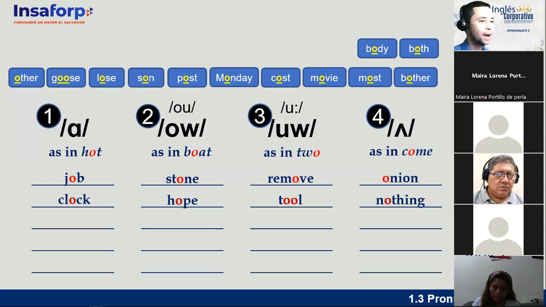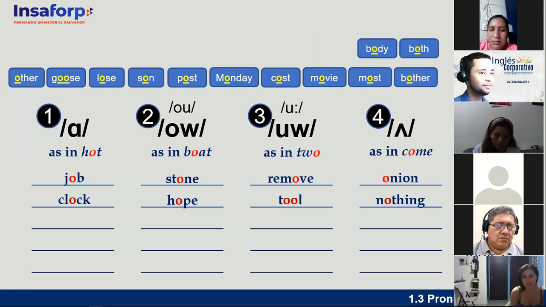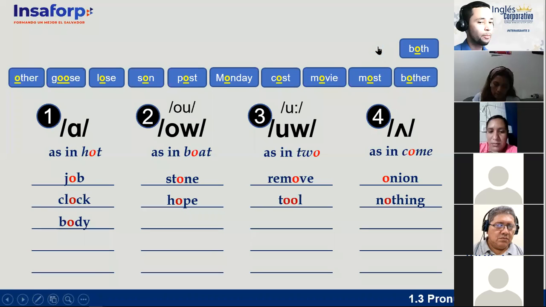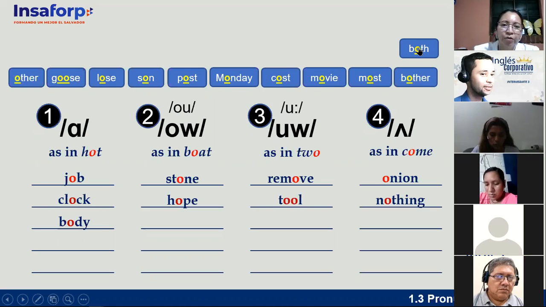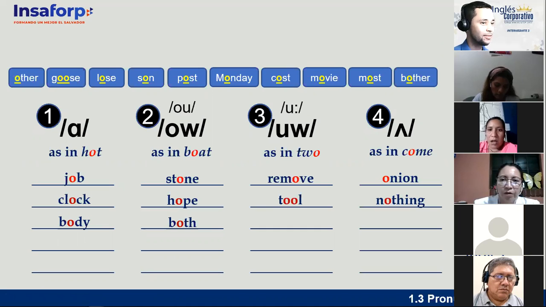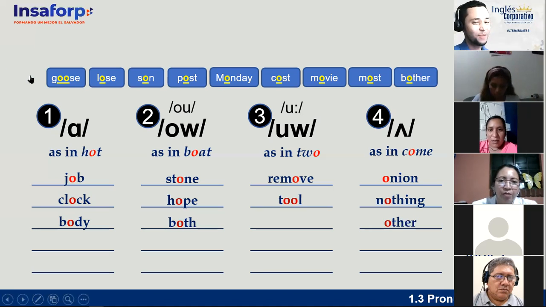Body. Zulma. Number one. Correct. Thank you. What is it? Both. Nady. Number two. Correct. Very good. What about the next one? Other. Number four. Okay, Ciro says number four. Let's see. Ciro is right. Okay, it's number four. Good.